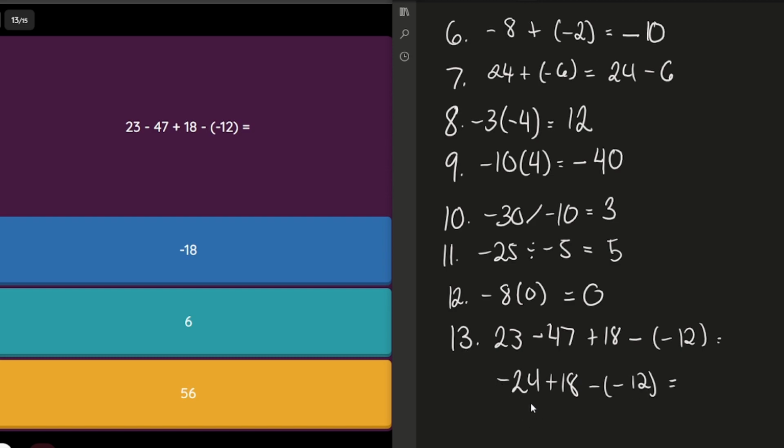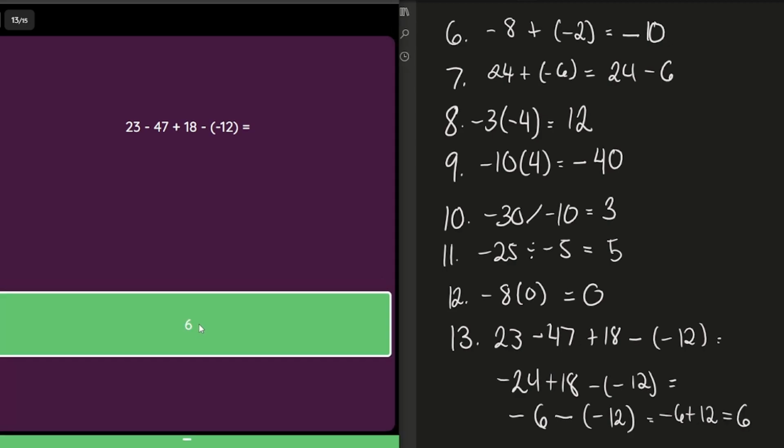-24 and +18, combining those would give you negative 6. Then we would subtract negative 12. And then we have negative 6 minus negative 12. Let's find the additive inverse of negative 12, which is positive 12. And negative 6 and positive 12 would give you 6. There you go.